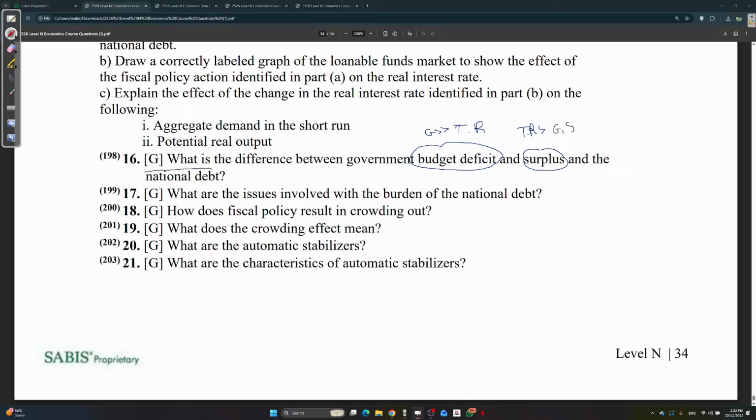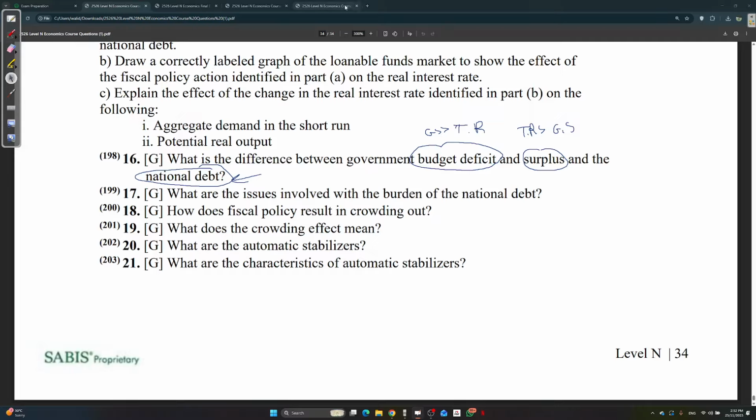Now, what is national debt? National debt is the accumulation of the budget deficit. What does it mean? National debt, you don't look at it over one year. If you look at America, it actually has a huge national debt, about, I think, $1 trillion. I actually don't know the amount.